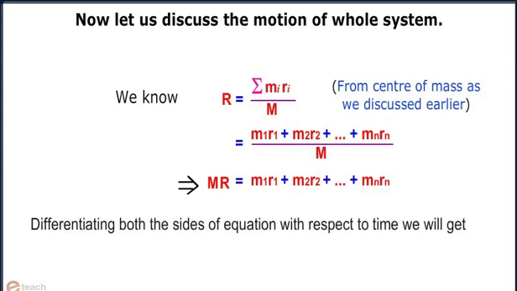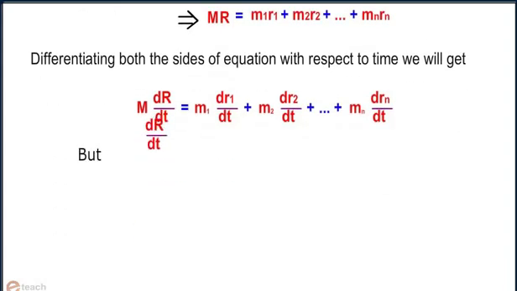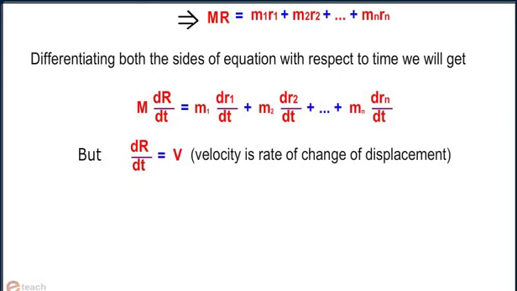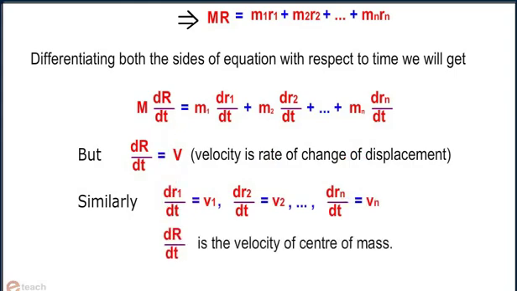Differentiating both sides of the equation with respect to time, we get M dR by dt equals M1 dR1 by dt plus M2 dR2 by dt and so on up till Mn dRn by dt. But dR by dt equals v, where velocity is the rate of change of displacement. Similarly, dR1 by dt equals v1, dR2 by dt equals v2 and so on up till dRn by dt equals vn. dR by dt is the velocity of center of mass. Hence, Mv equals M1v1 plus M2v2 and so on up till Mnvn.